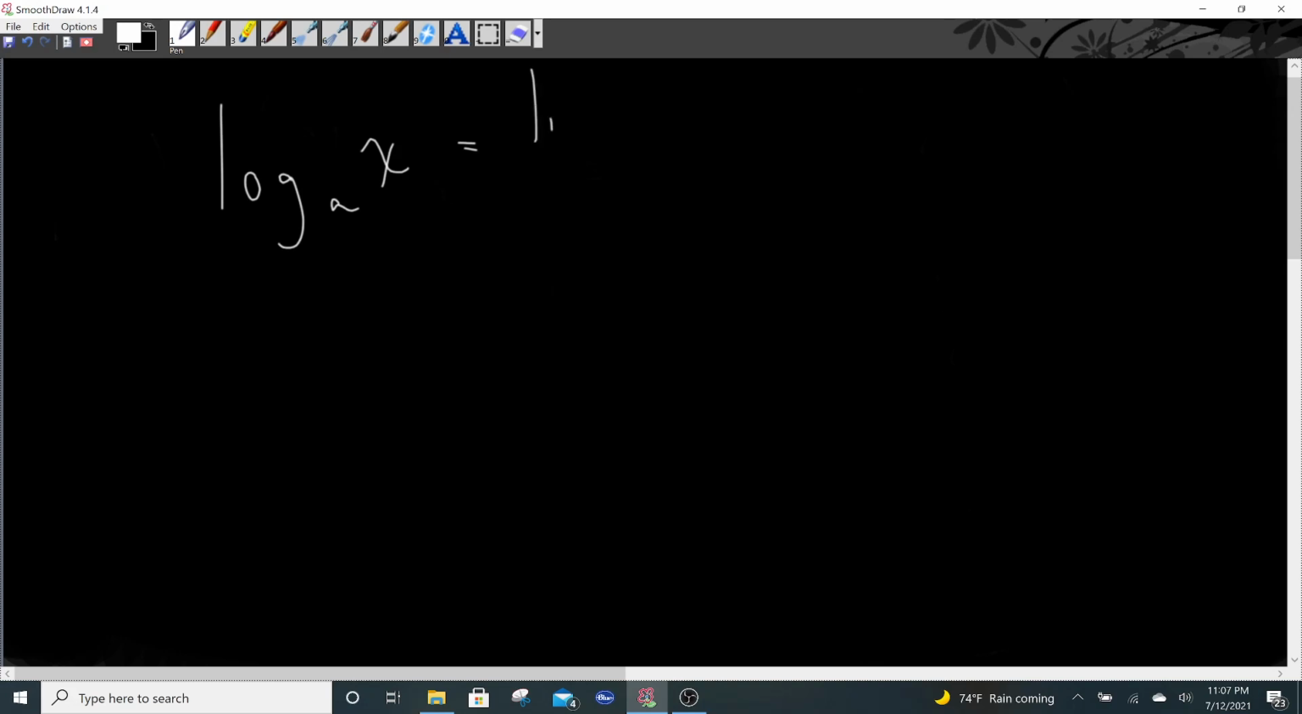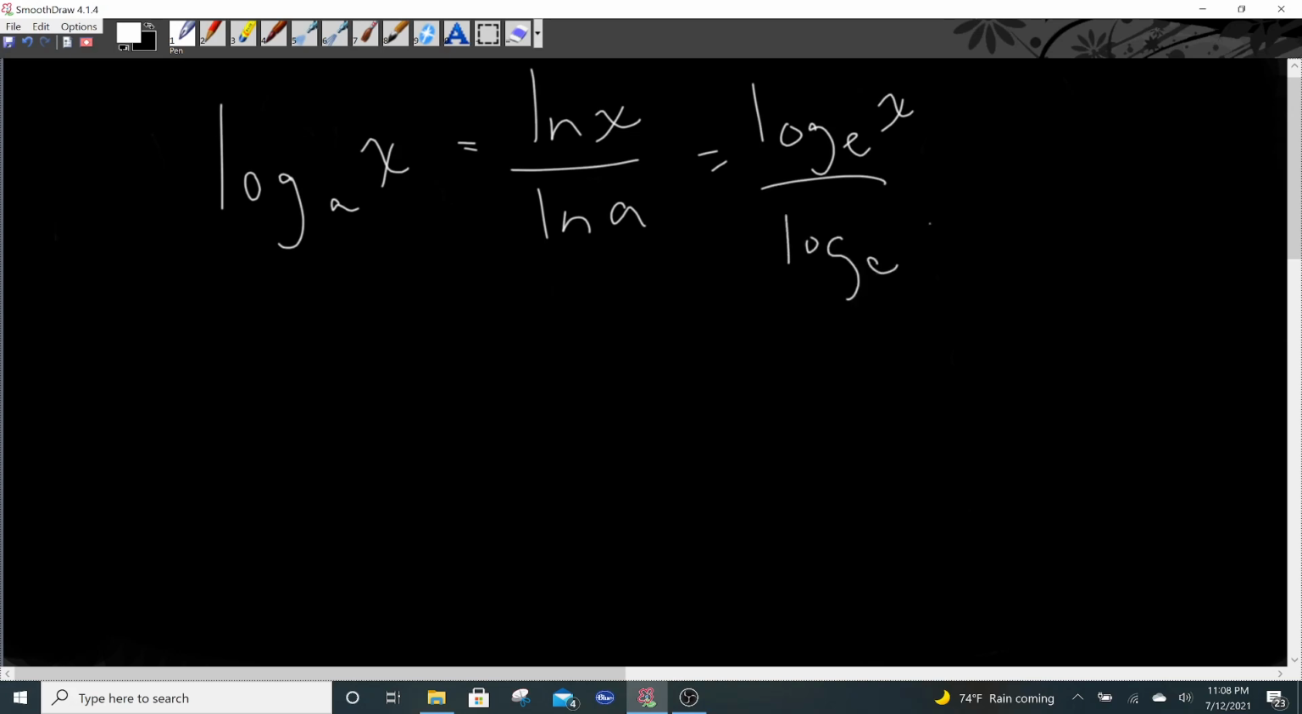That is equal to ln x over ln a, or log e x over log e a. And that's just saying, if you're trying to split a logarithm from its base, then you can divide the logarithm itself by the logarithm of a base if you have a common base, that being e for us right now. So log a x is equal to ln x divided by ln a.